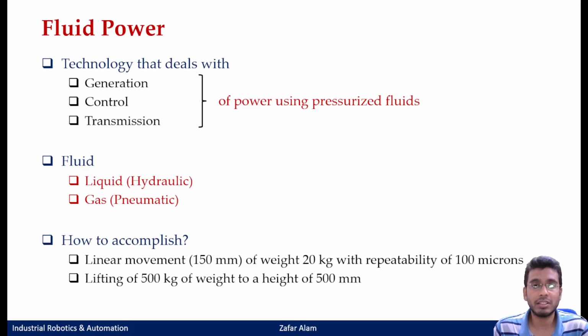Now just look at the other task at the bottommost of your screen. It says: lifting a weight of 500 kg up to a height of 500 mm, or 50 centimeters. Now see, when you see this task, what immediately comes into your mind?